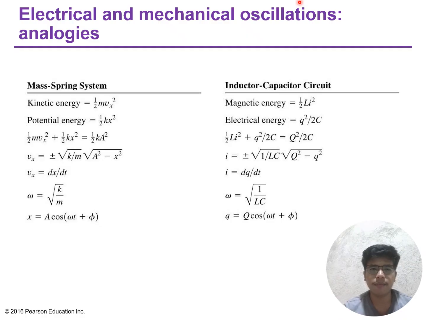So the mass in mechanics plays a role similar to the inductor in electricity, while the spring is like the capacitor. Both systems oscillate at a natural frequency: omega is equal to the square root of k over m for the mass spring system, and omega is equal to 1 over the square root of LC for the LC circuit, showing that electrical and mechanical oscillations follow the same mathematical rule.